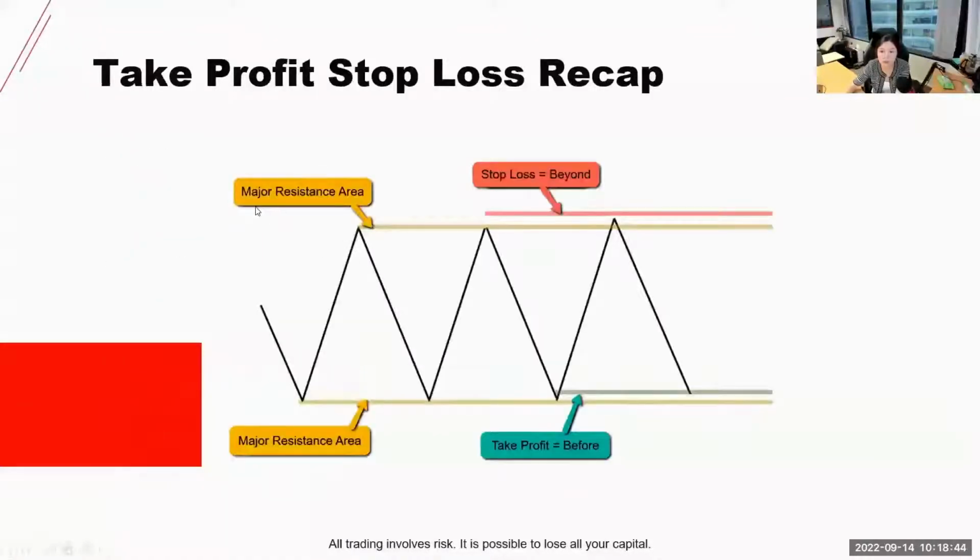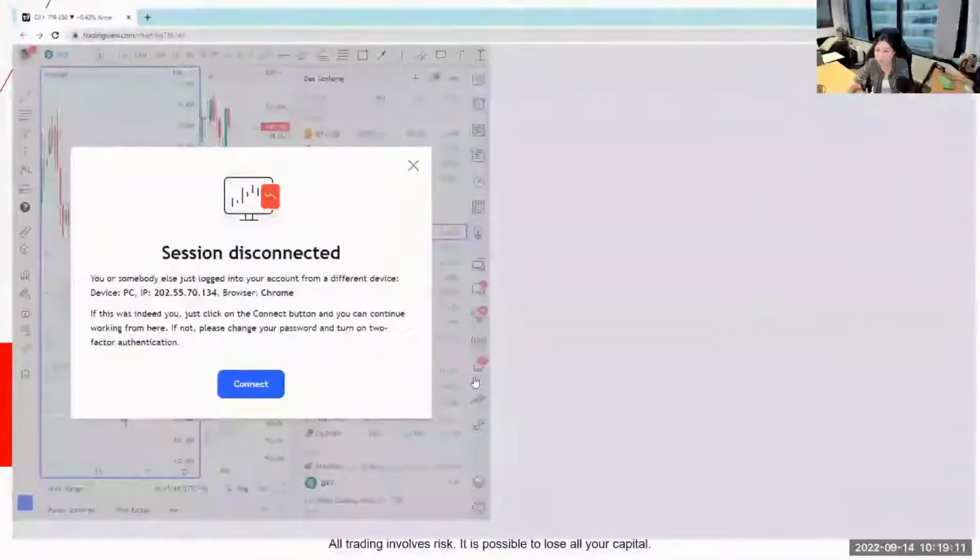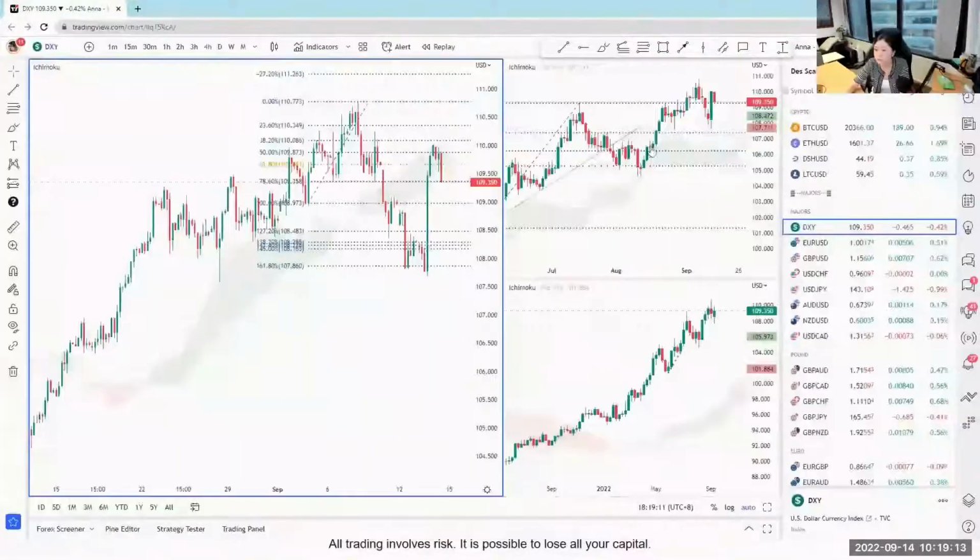Okay, let me move on. Let me do a brief recap on what is take profit and stop loss. Let me look at the comments. Okay, so take profit and stop loss. Do you guys remember how you should be putting your take profit and stop loss? Maybe I will divert the attention here instead. I will just go to a random chart.